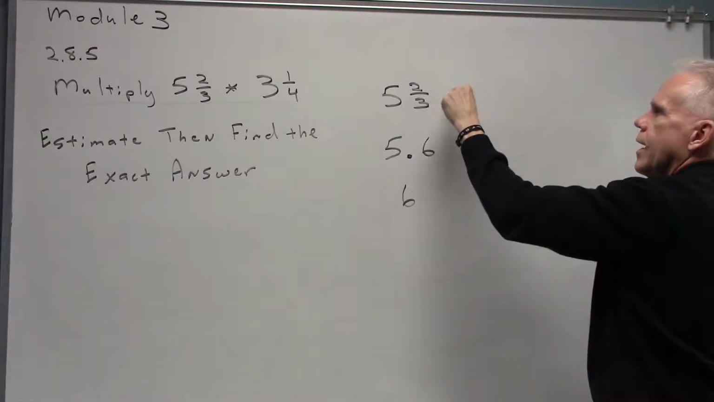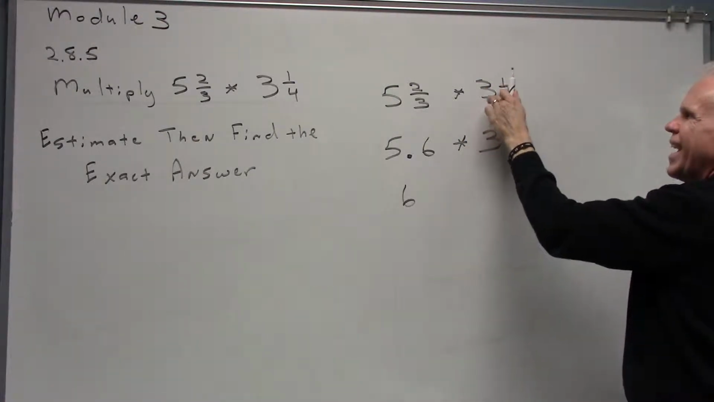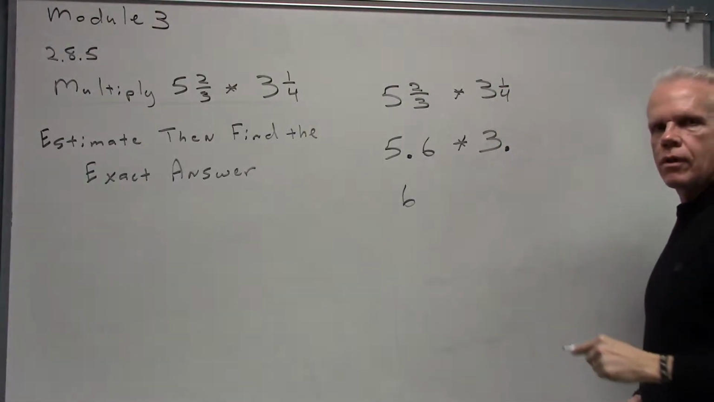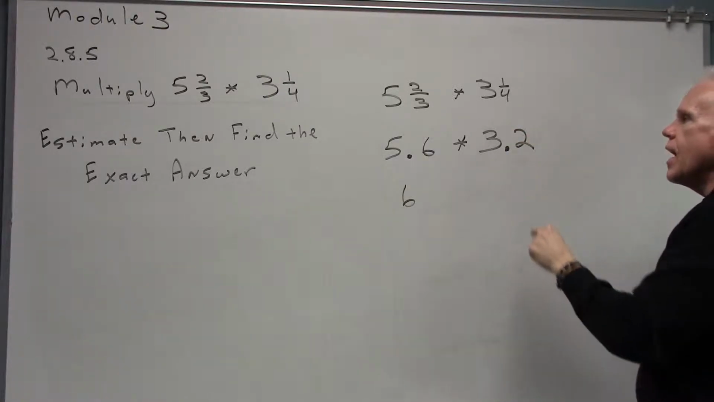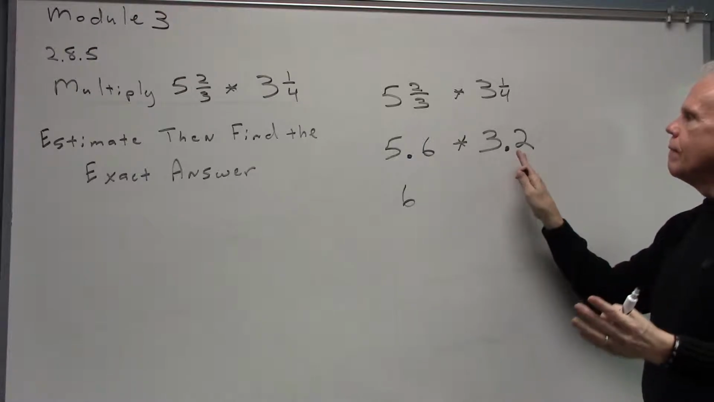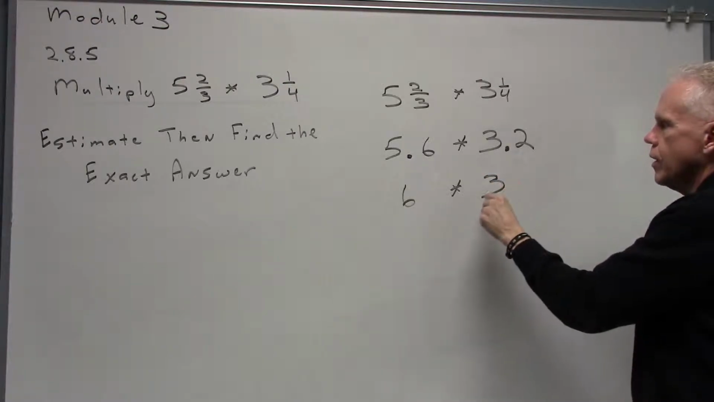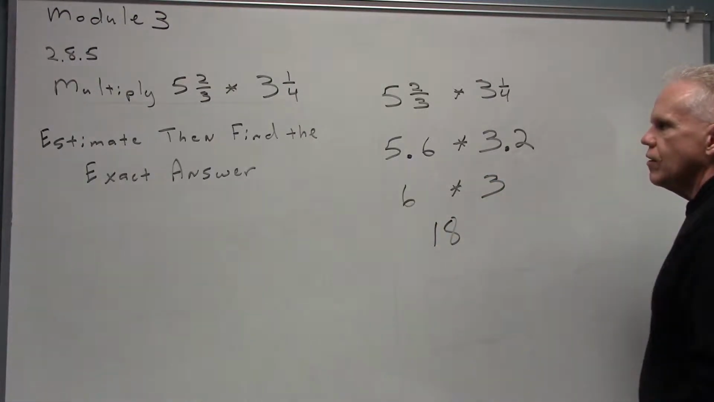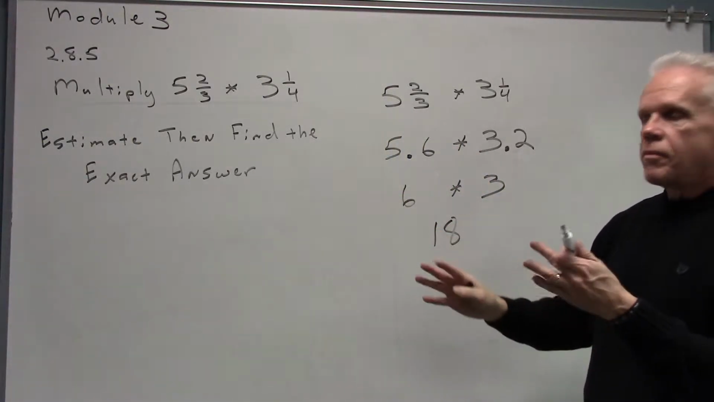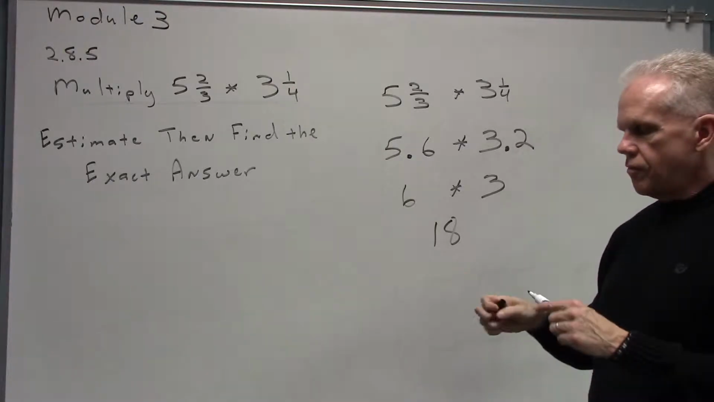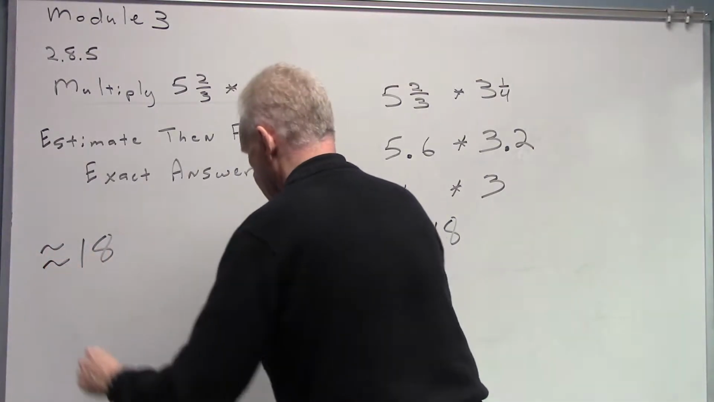Now I'm going to be multiplying that times 3 1/4. I'll jump on my calculator again. 3 point, and I'll do 1 divided by 4 on my calculator. I'll get 0.25, but all I'm interested in is just the first number. Since this is a 2, it's less than 5, so we'll round this to a 3. So my estimated answer is 6 times 3, which is 18. When I do my exact work, I should get something fairly close to 18.